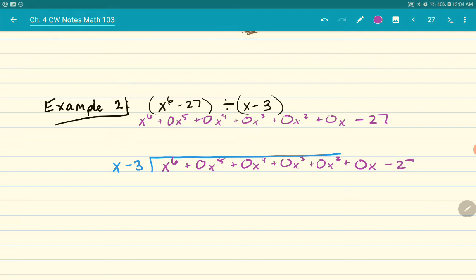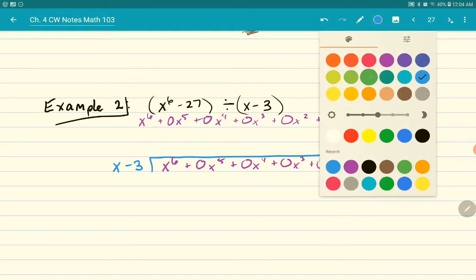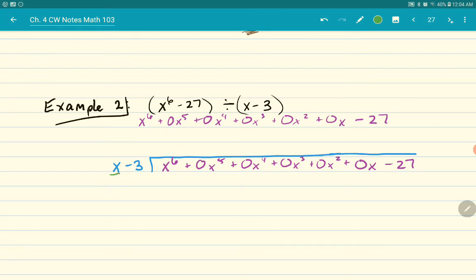It's so long, in fact, that I'm going to have to extend my dividing line. Okay, there we go. So the first step is always looking at those leading terms. How many times is x going to x to the 6th? In other words, what do I need to multiply x by to get to x to the 6th? So the answer to that is x to the 5th.